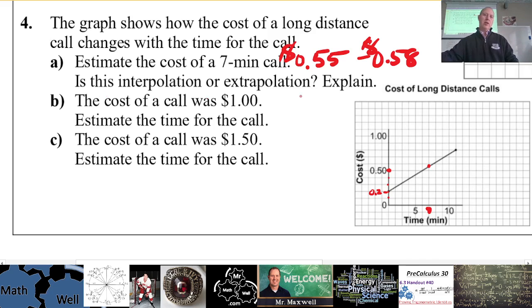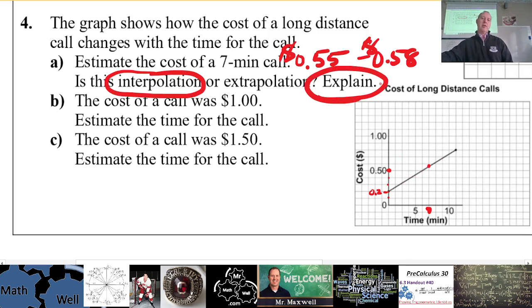Is this interpolation or extrapolation? Explain. Would this be inside the graph, the points that we can see? Yeah, this would be inside. Remember, extrapolate is beyond the graph. So this is interpolation, and your explanation, again, should be on a separate piece of paper. It should say it's inside the graph, it's within the line. What if they didn't explain? Well, then you could circle the explain part, and I'll take a look at that and assess some part marks.